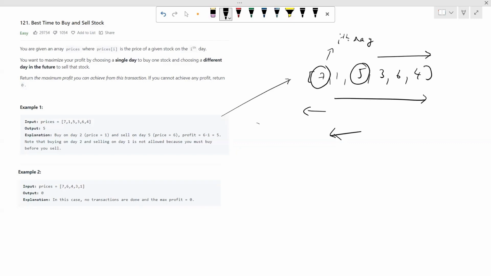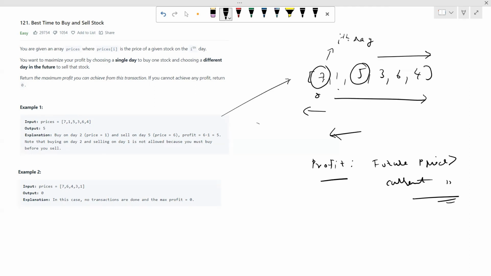Now, looking at this example, let's try to guess the output. Let's say we buy the stock on the 0th day, on this day, and then sell this stock on a later day, then there is no profit. Profit comes when the future price is greater than the current price. Since there is no element which is greater than 7, when we buy this stock on the 0th day, there is no profit, right?